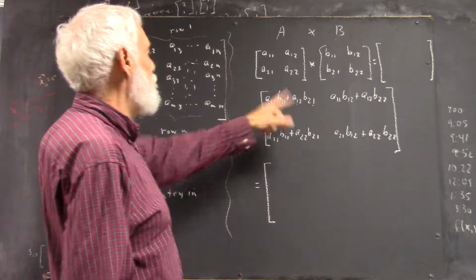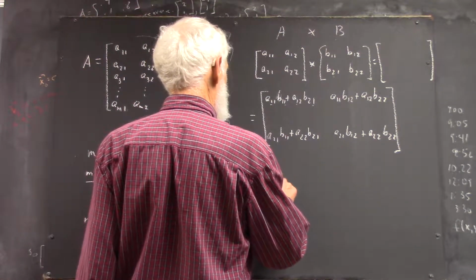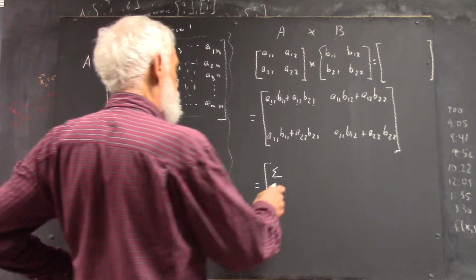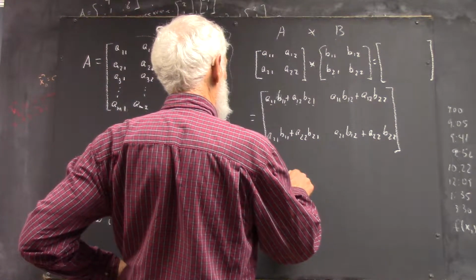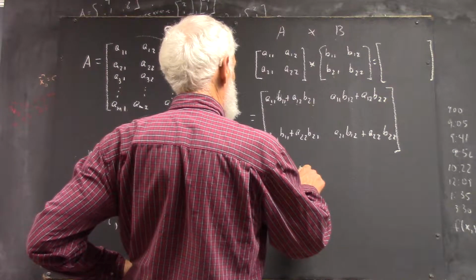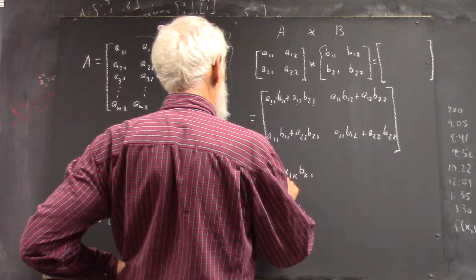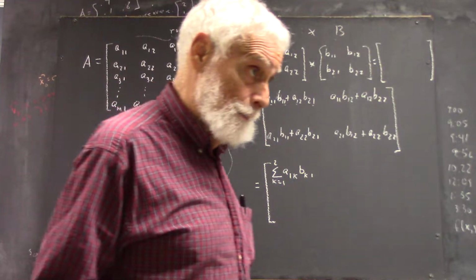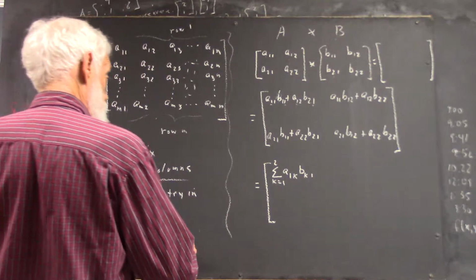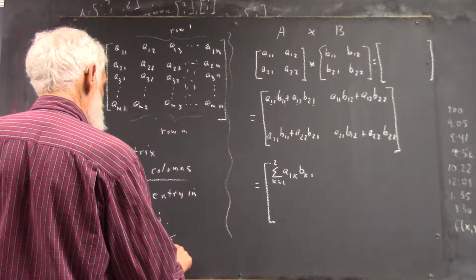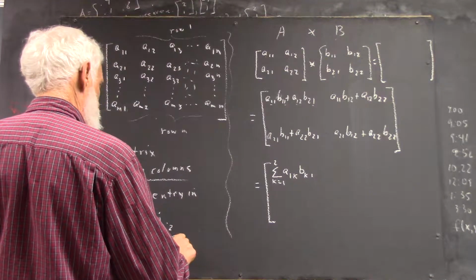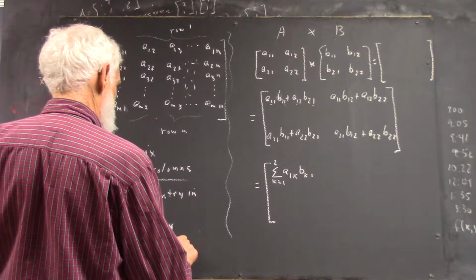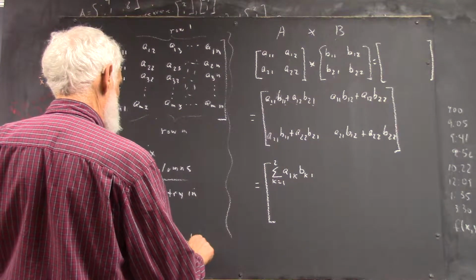So I could write this using summation notation, which I hope you're familiar with. I'll explain it a little bit to be sure. As the sum of A1K times BK1, from K equals 1 to 2. Now what that means, we'll just discuss a little bit off to the side. I'm going to do the sum from K equals 1 to 4 of A1K BK1.